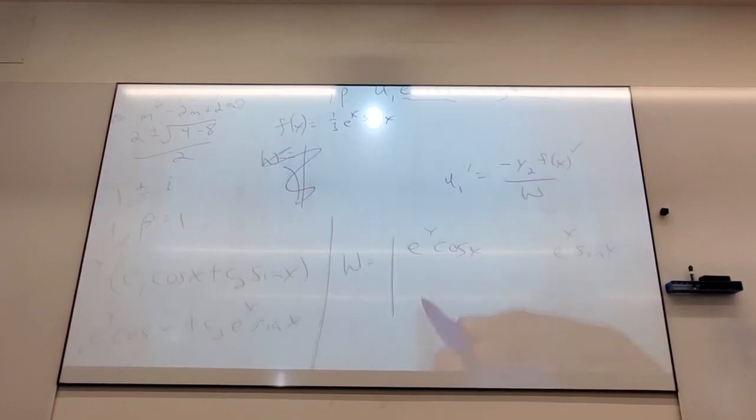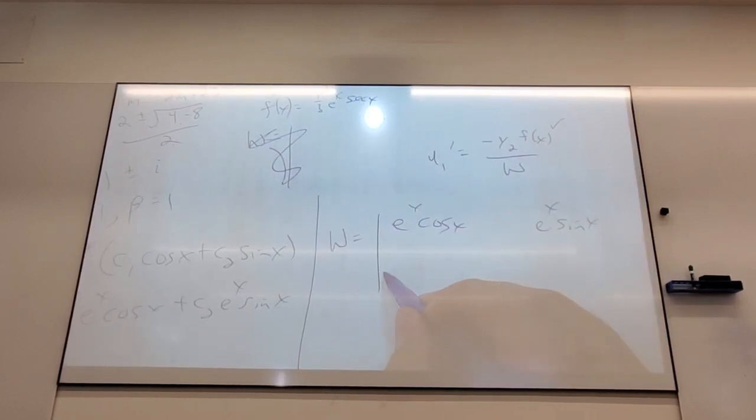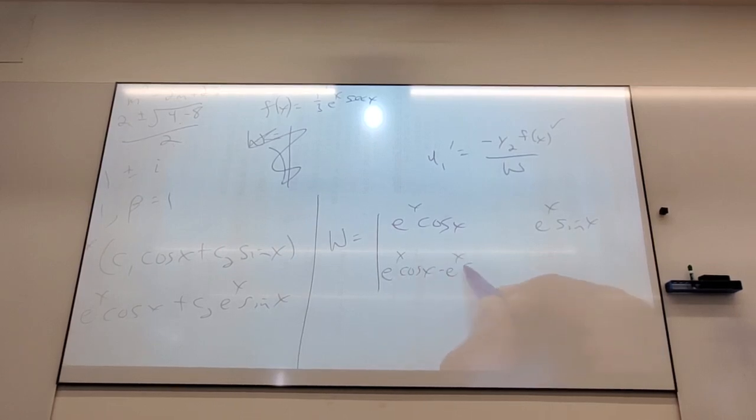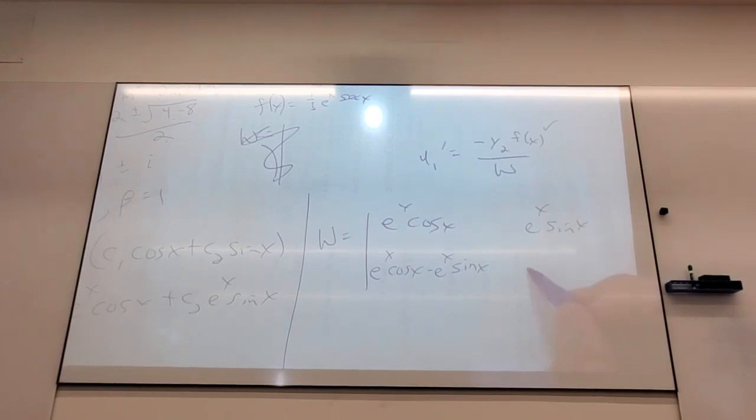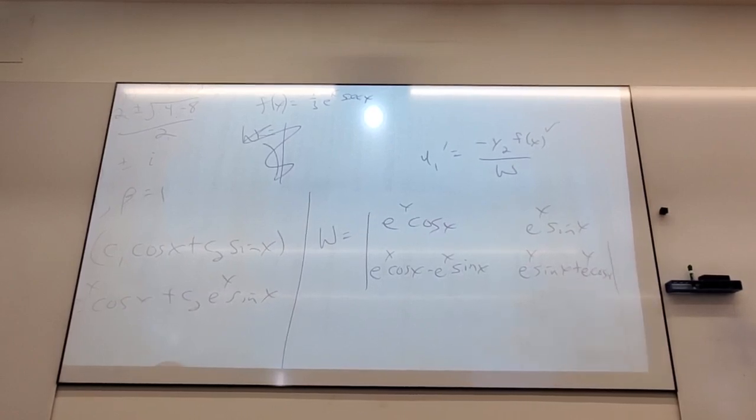What goes underneath? E to the x cosine x. Yeah, the derivative: minus e to the x sine x. Don't look at the screen, Jeff. There you go, buddy. And down here is gonna be e to the x sine x plus e to the x cosine x.